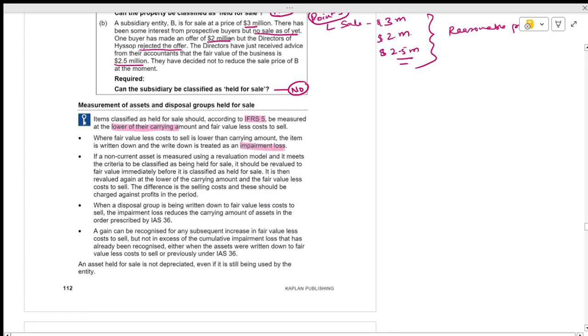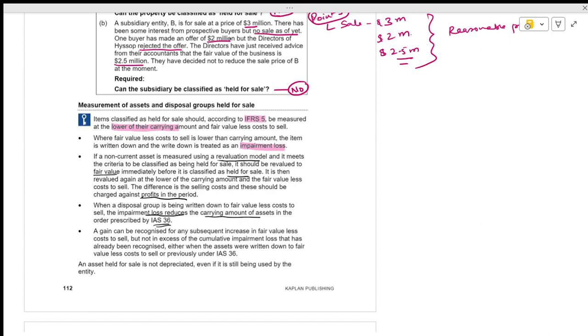If the non-current asset is measured under the revaluation model and meets the criteria to be classified as held for sale, it should be revalued to fair value immediately before it is classified as held for sale. The difference in the selling cost should be charged against profits in the period. When the disposal group is written down to fair value less cost to sell, there will be an impairment loss, which reduces the carrying amount of the asset. We have done this in IAS 36, right? It is the same thing.